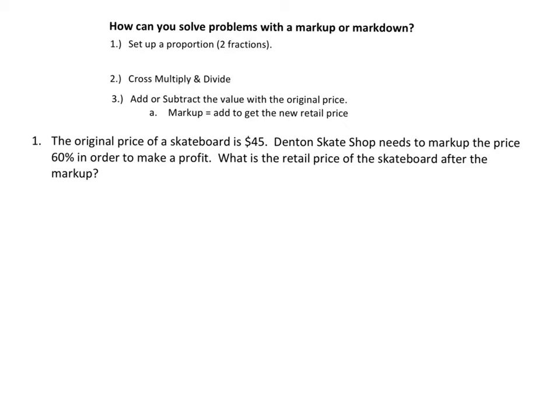So the first step is to set up a proportion. So it's two fractions. So since we're looking for a new price, new money, the X is going to be here, and our original price is going to be on the bottom. Our 100% is always bottom right. And the percentage that's given is up top.